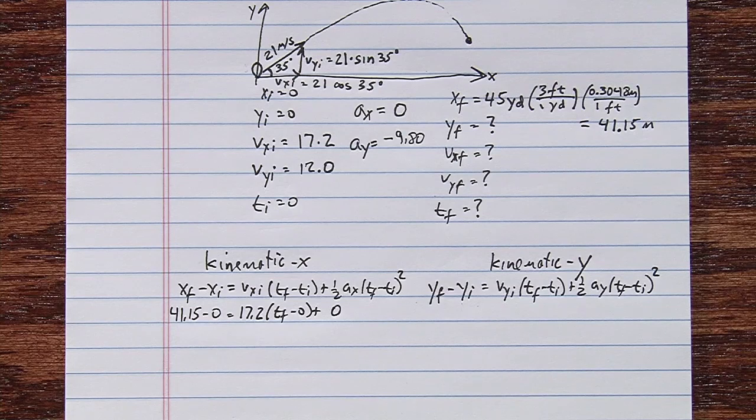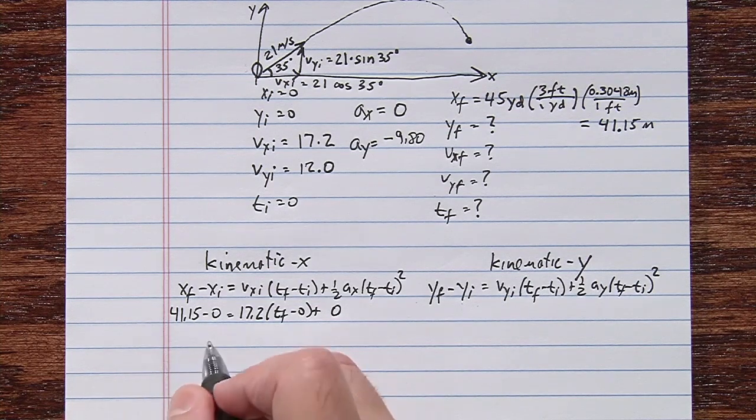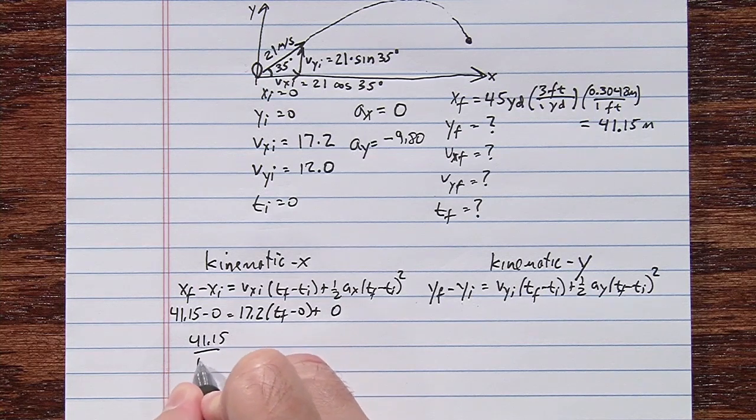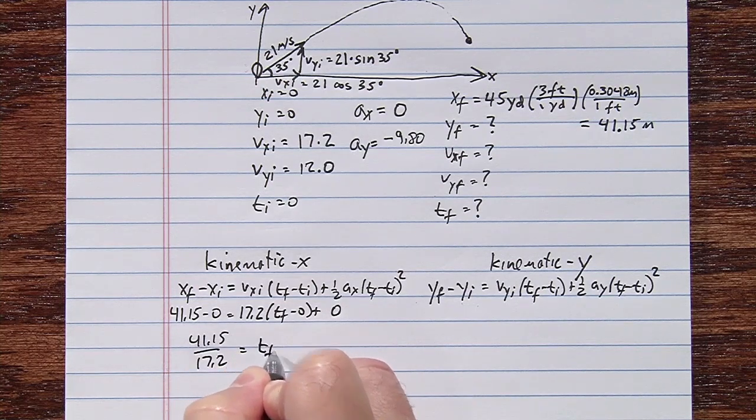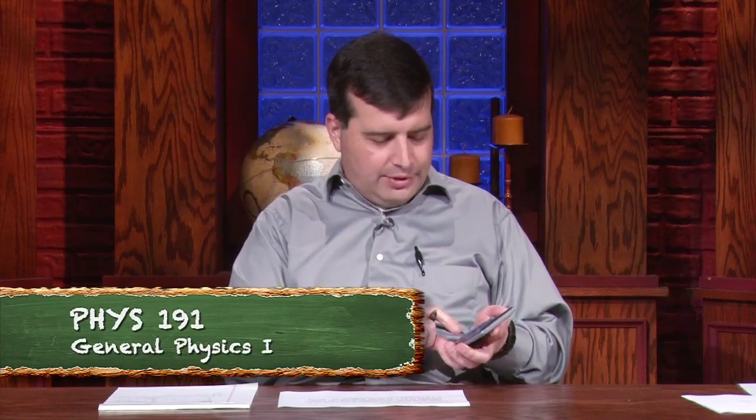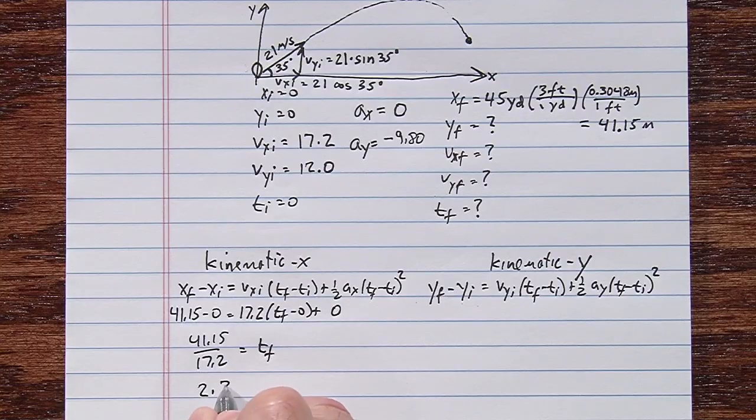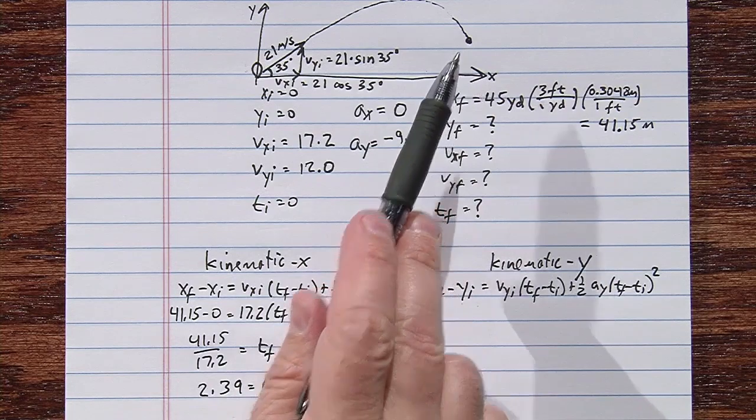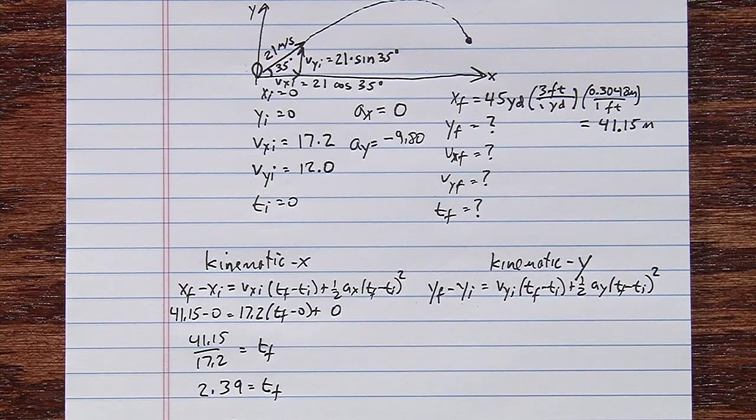And what we see here is that we have an equation with just T final in it. 41.15 divided by 17.2 is equal to T final, or 41.15 divided by 17.2 is equal to 2.39. So it takes the ball 2.39 seconds to travel to the goalpost. And now that we know T final, we know everything we need to find Y final.